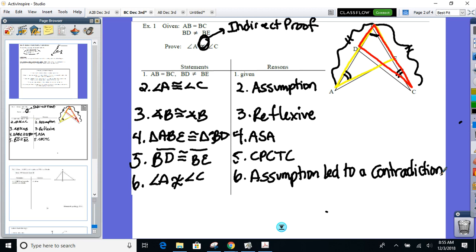Not only do I need you to write that as your last reason, but I also need you to tell me the steps where the contradictions happen. So what two statements contradict each other? Well, not 2 and 6. What was our contradiction? Because that was our final response here. 1 from the givens, right? 1 and 5.